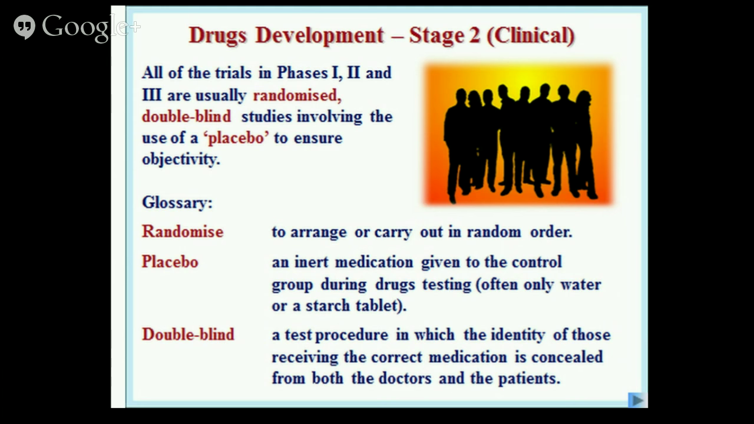The other type of trial is a double blind trial, and this means that the doctor and the patients don't know who has got the actual drug and who has got the placebo.